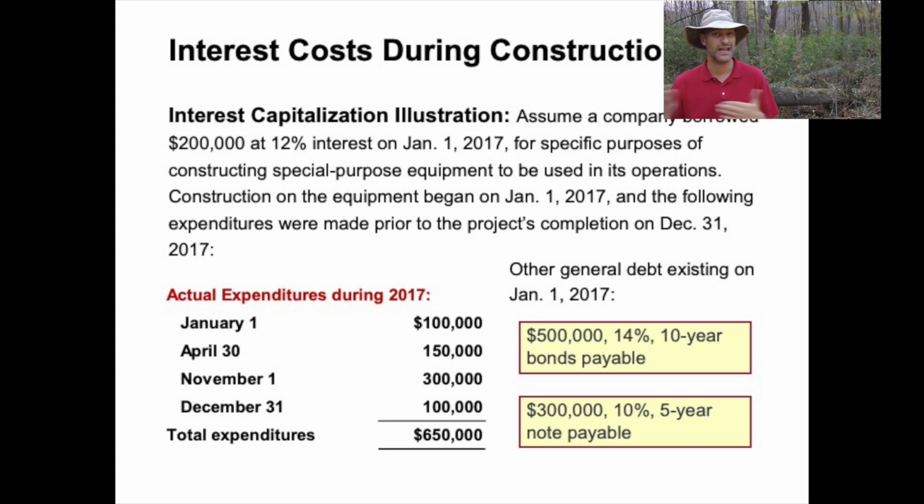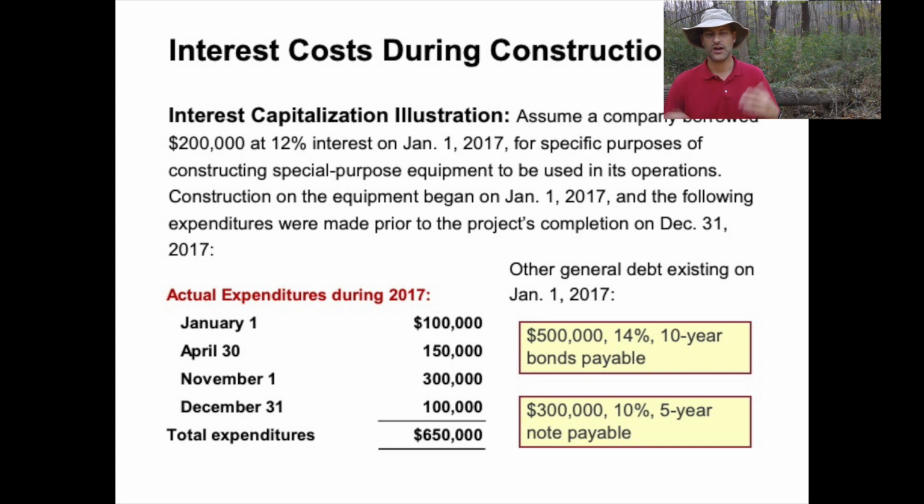So essentially, all of those interest costs are going to get capitalized. Now, the company also has other loans out as well. And some of that interest cost we'll also be capitalizing, because the piece of equipment is going to cost more than $200,000 to build.